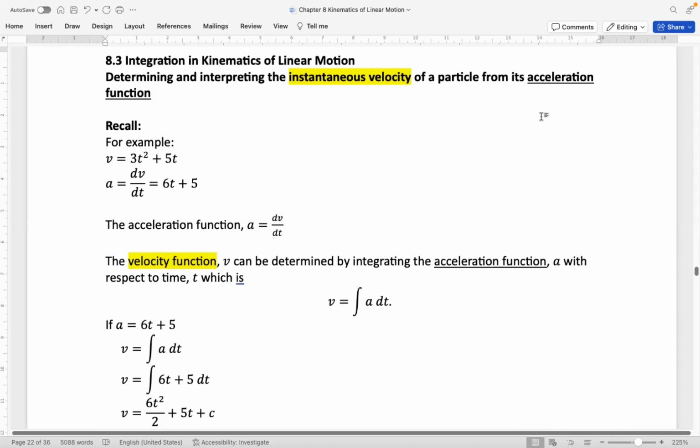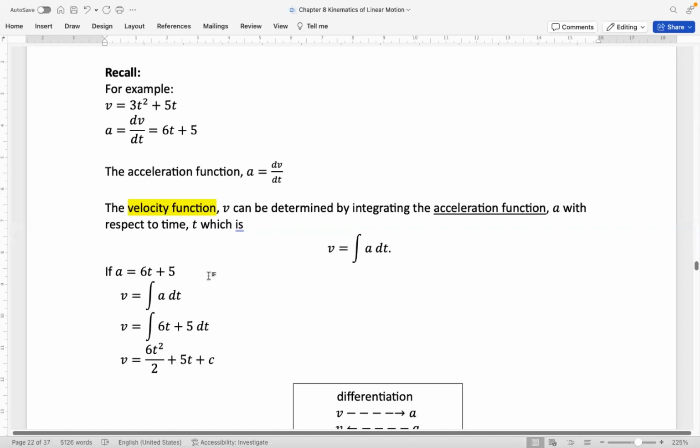Now, how about we need to do the other way around? Let's say we are given an acceleration function and the question asks us to find back velocity. From velocity to acceleration, we have to do differentiation. That means from acceleration, if you want to find velocity, we have to do integration. So V equals the integral of A dt. For example, A equals 6t plus 5.